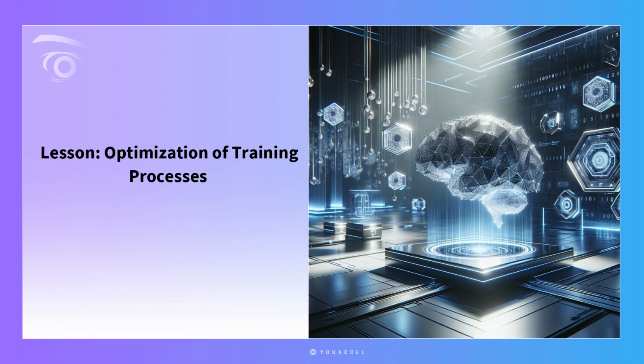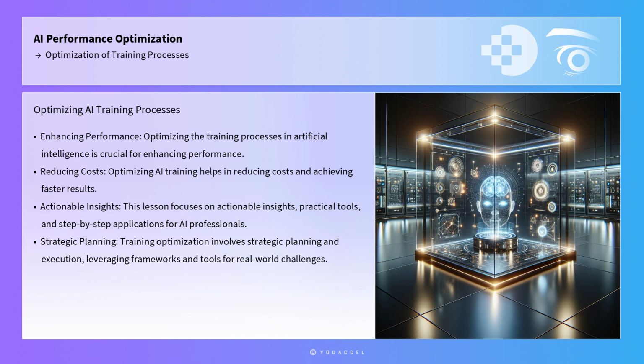Lesson: Optimization of training processes. Optimizing the training processes in artificial intelligence is crucial for enhancing performance, reducing costs, and achieving faster results.